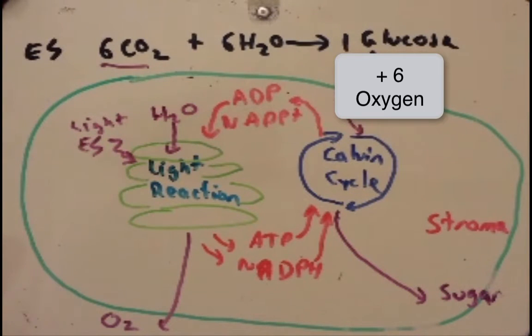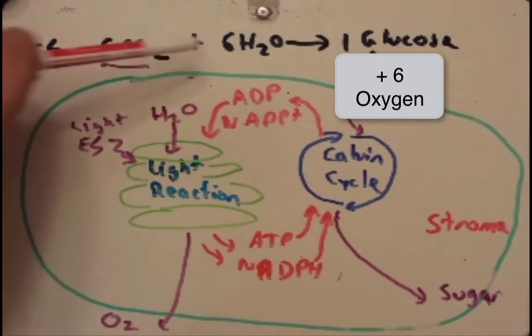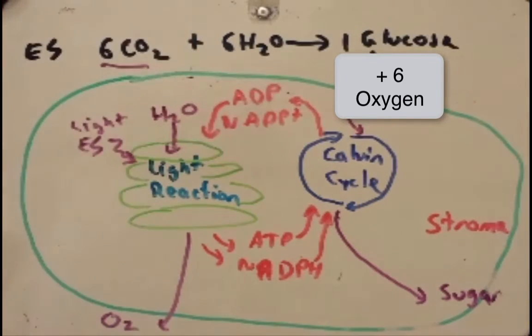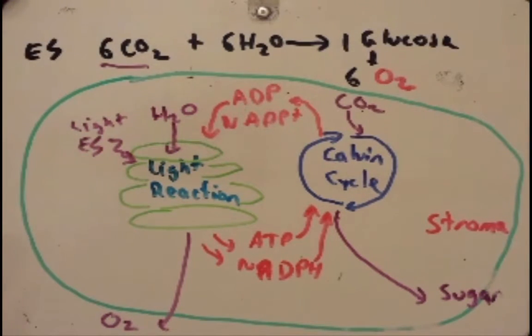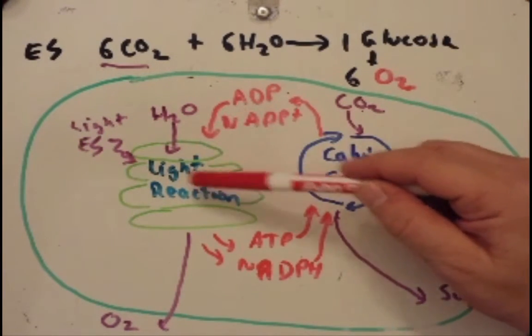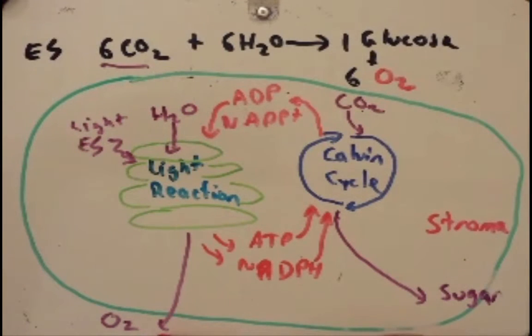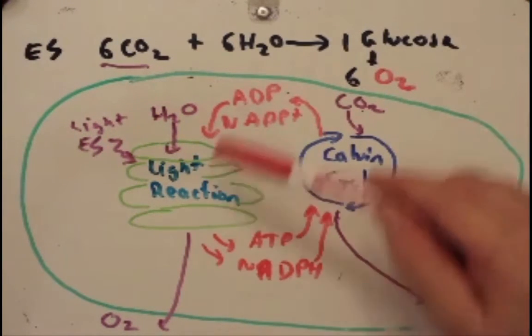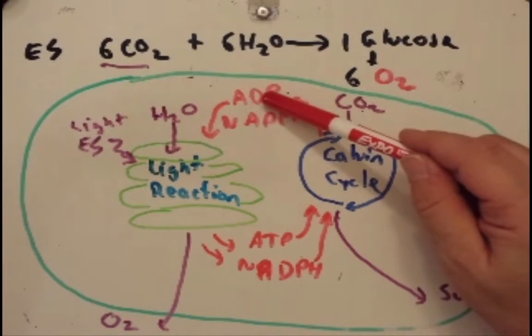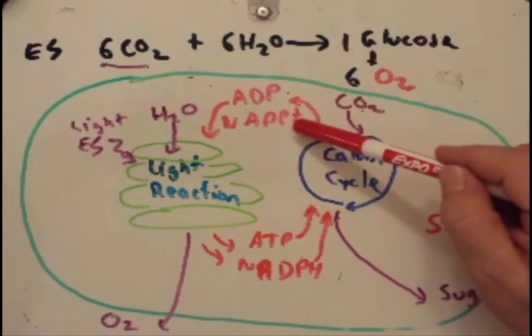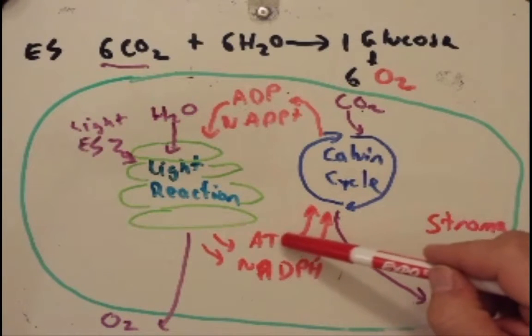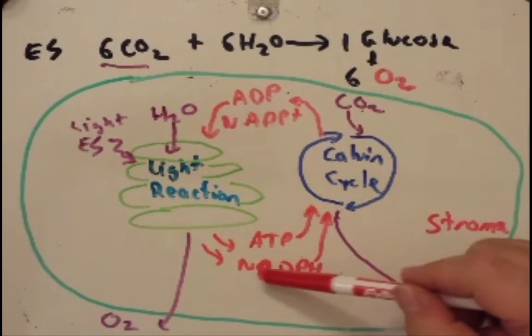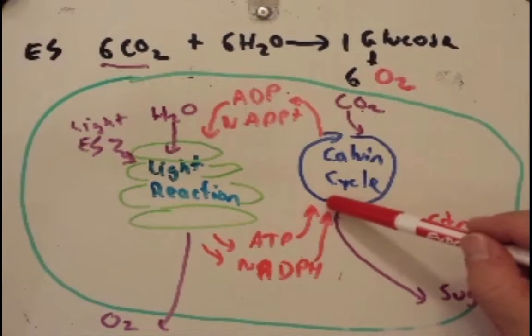It looks like a pretty complicated picture here, but let's go through it again so you can piece all this together. Photosynthesis: 6 CO2, 6 waters gives us glucose and 6 oxygen molecules. Okay, so let's review this. Water enters into the light reaction with light energy. It produces oxygen. In this process, it uses ADP and NADP+. As a byproduct of these reactions, it generates ATP and NADPH. These are then fed into this Calvin cycle.